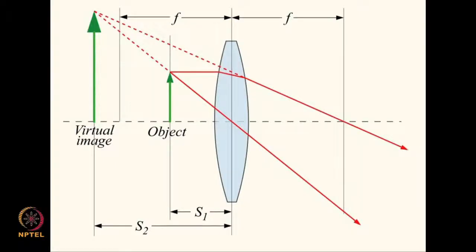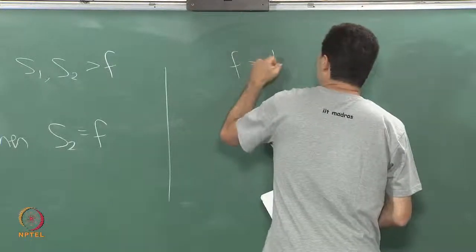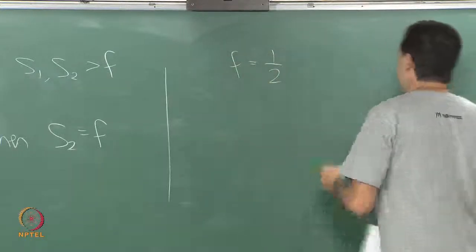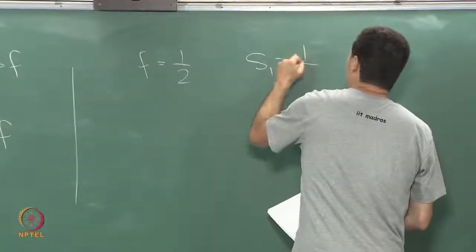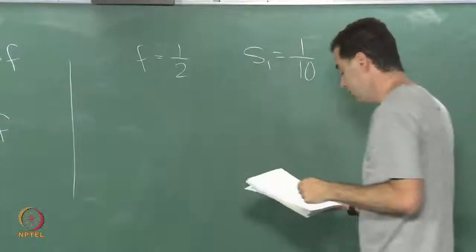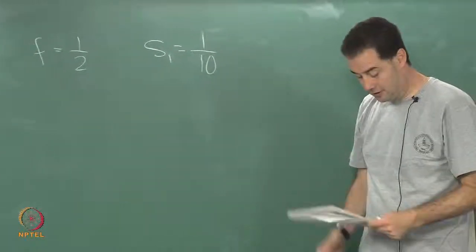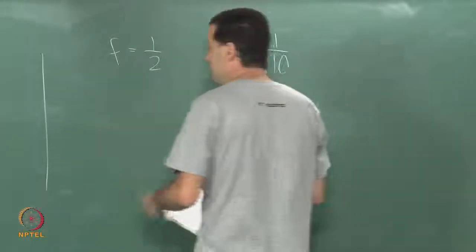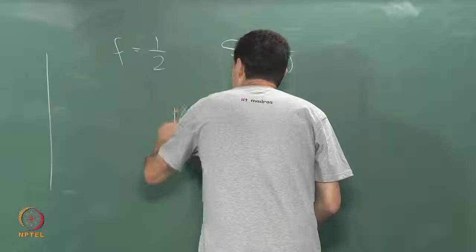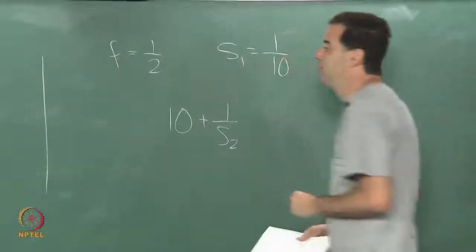There may be no solution to this equation. So it may be that, for example, I have a focal length of 1/2 meter, and I say S1 equals 1/10, so I get 10 centimeters away from the lens. Then if I try to solve this equation here, I get what? 10 plus 1 over S2. I'm trying to figure out where this image would appear.